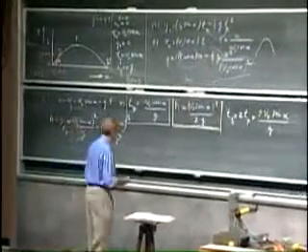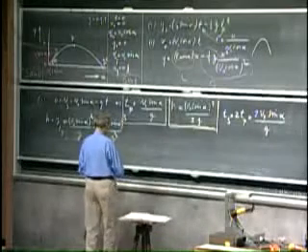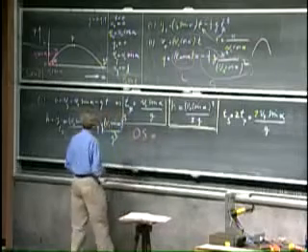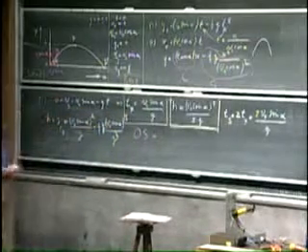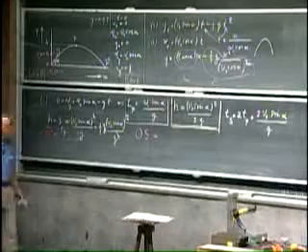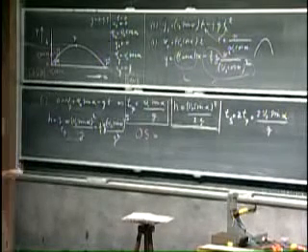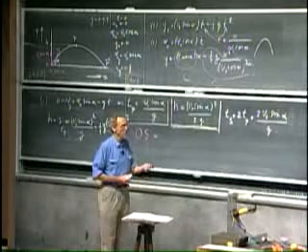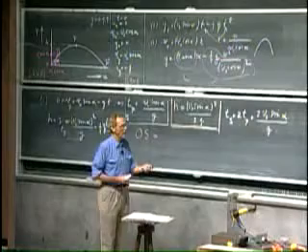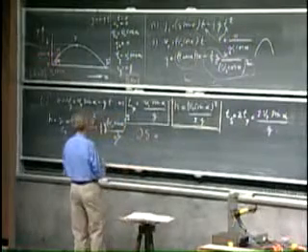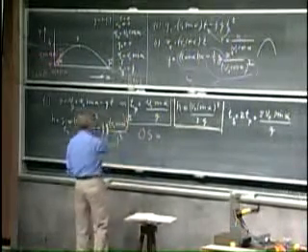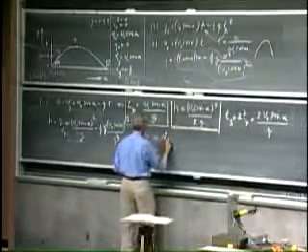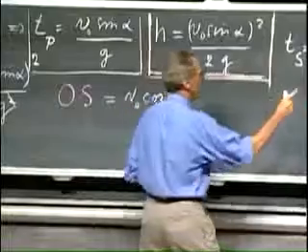But now comes an important point which I'm going to use throughout this lecture. I want to know what OS is. The distance OS. I shoot it up and it hits the floor again. What is that distance that it travels? Well, for that, I need equation number 1. It is v0x times the time. And v0x is v0 cosine alpha. So we get v0 cosine alpha times the time to hit it.